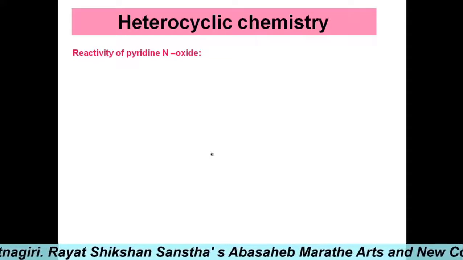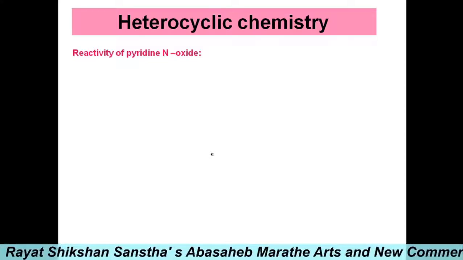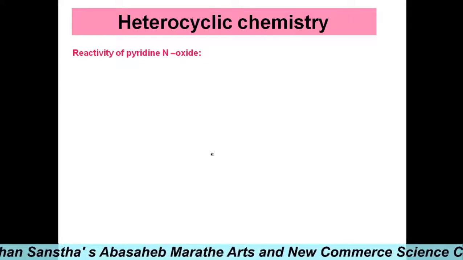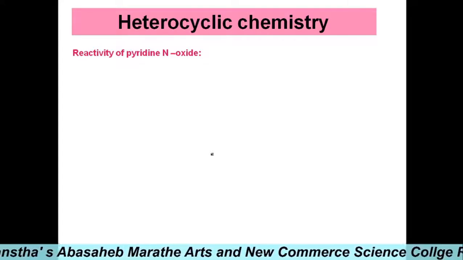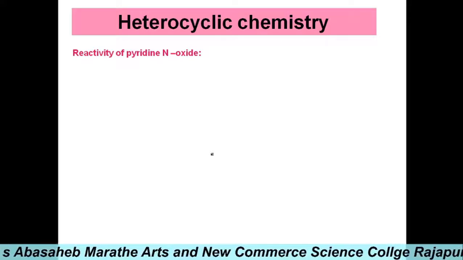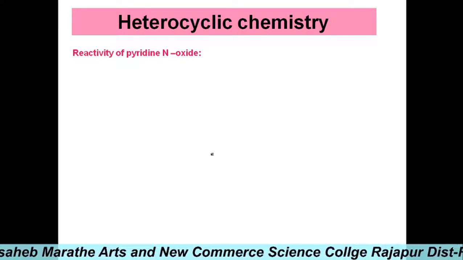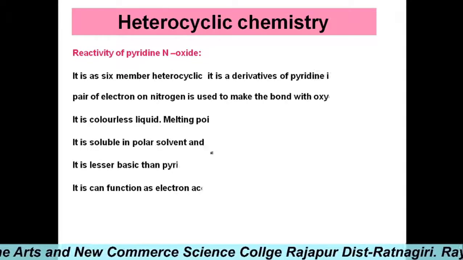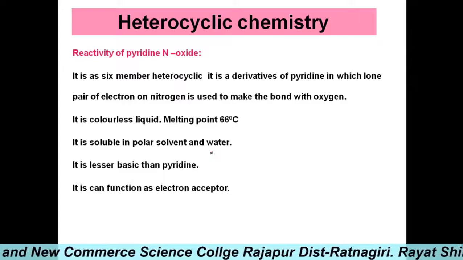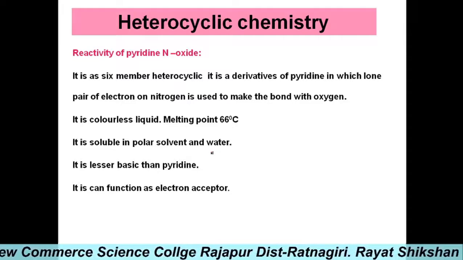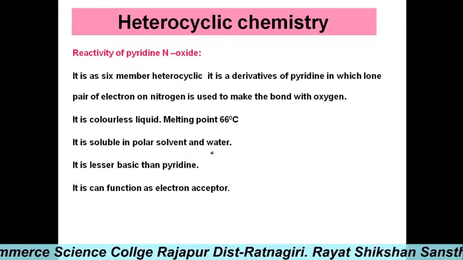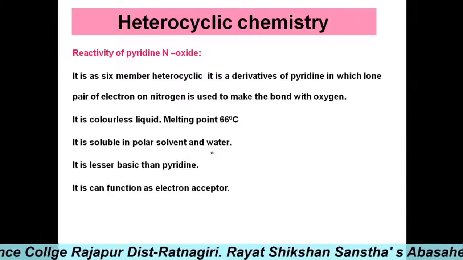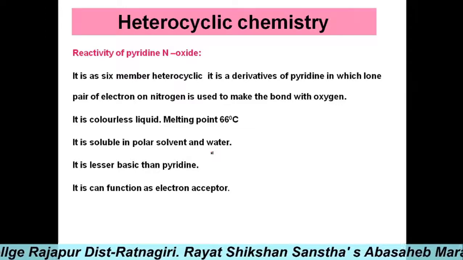So in this chapter, we have studied three heterocycles. First one, pyridine N oxide, quinoline, and isoquinoline. First point, we have seen the reactivity of pyridine N oxide. Pyridine is a six-membered heterocycle, which is made by replacing one methine group of benzene with a nitrogen atom. It is a heterocycle of azine type.